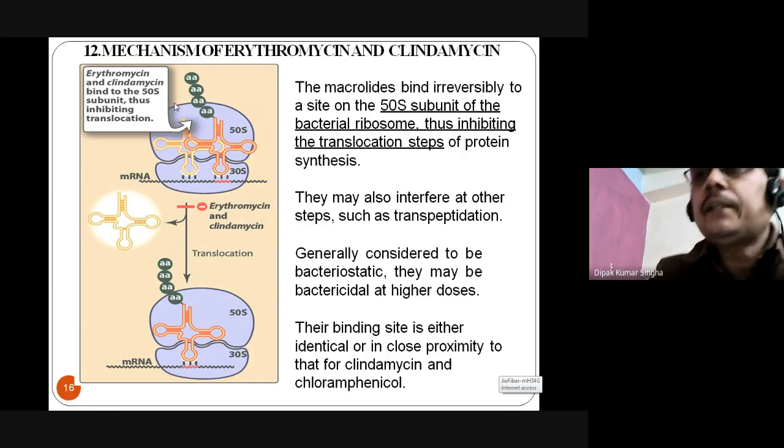But how will it be prevented? The macrolide binds irreversibly, not reversibly, meaning once bound it will not come off, to a site on the 50S ribosome of the bacteria and thus inhibiting the translocation.